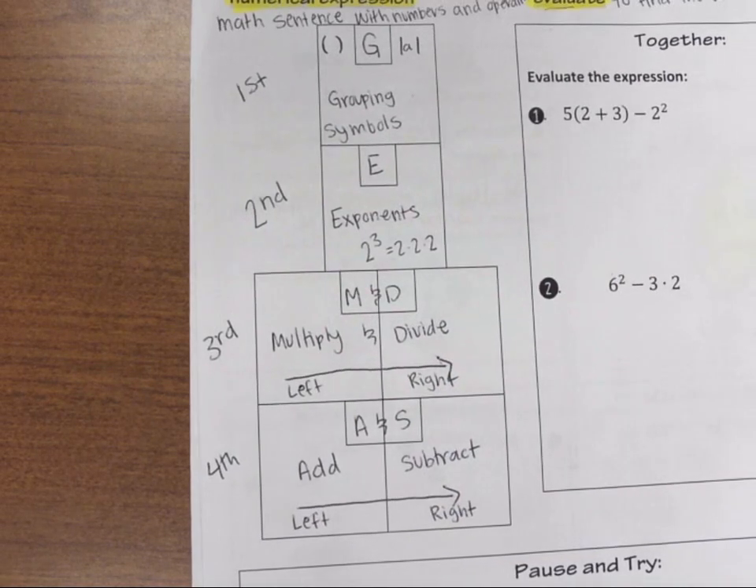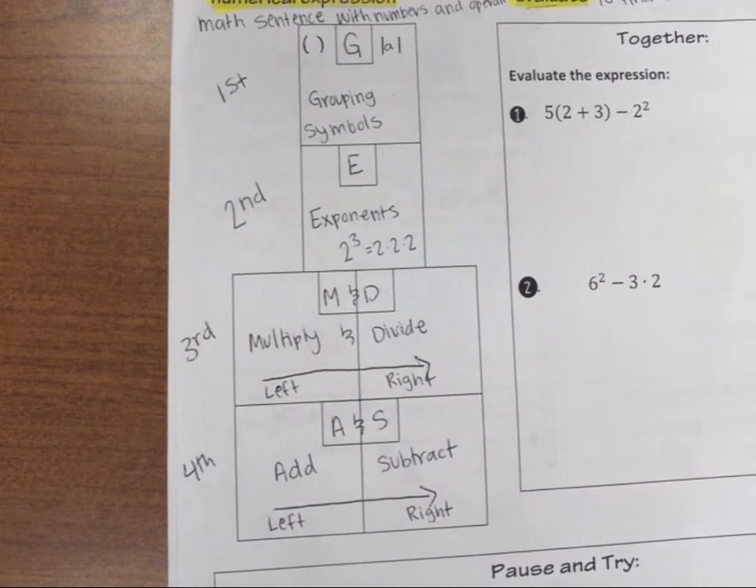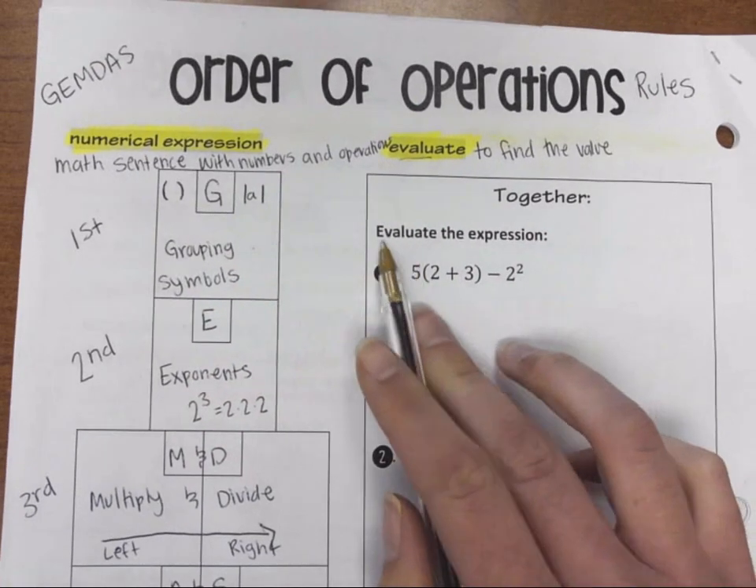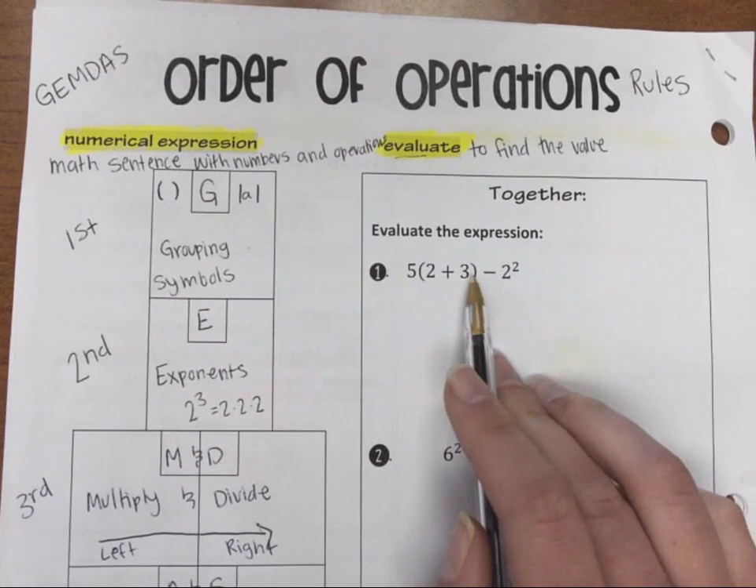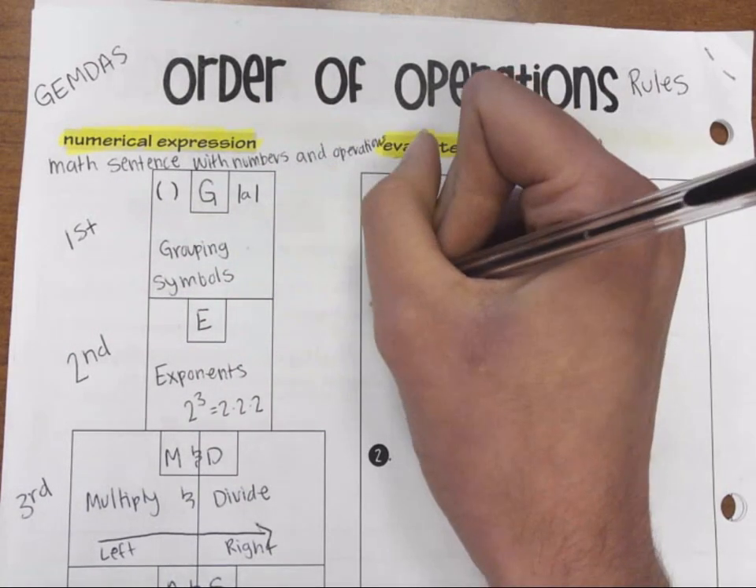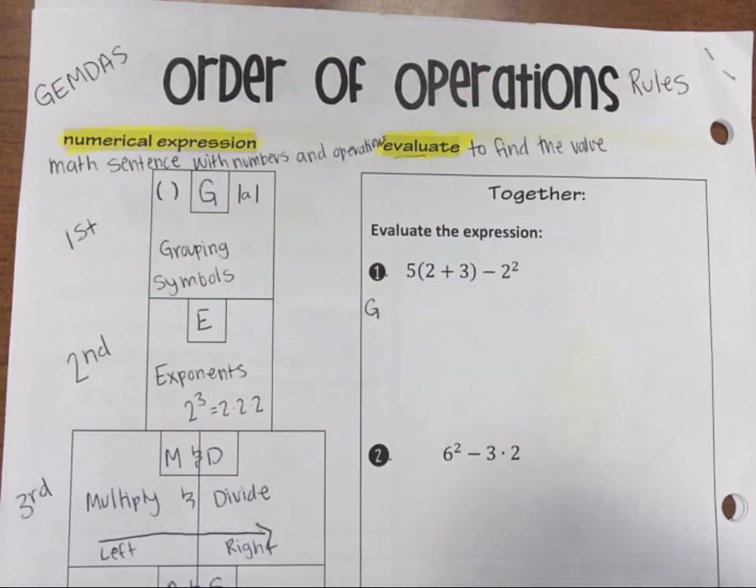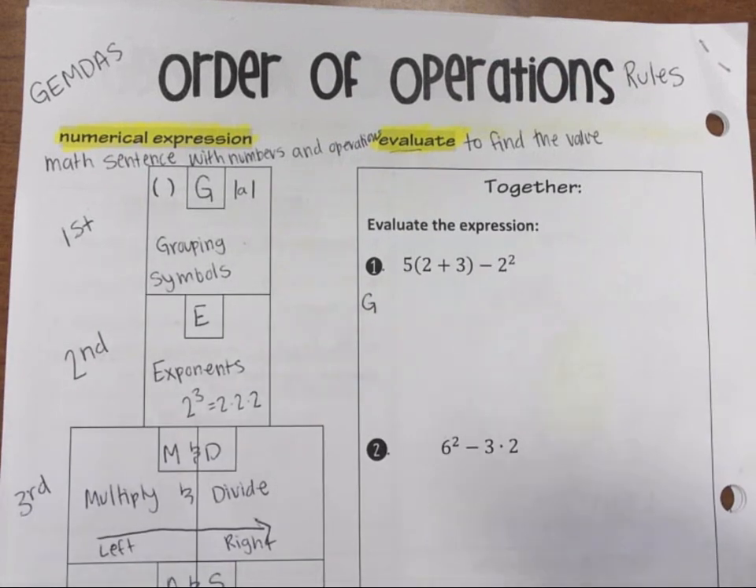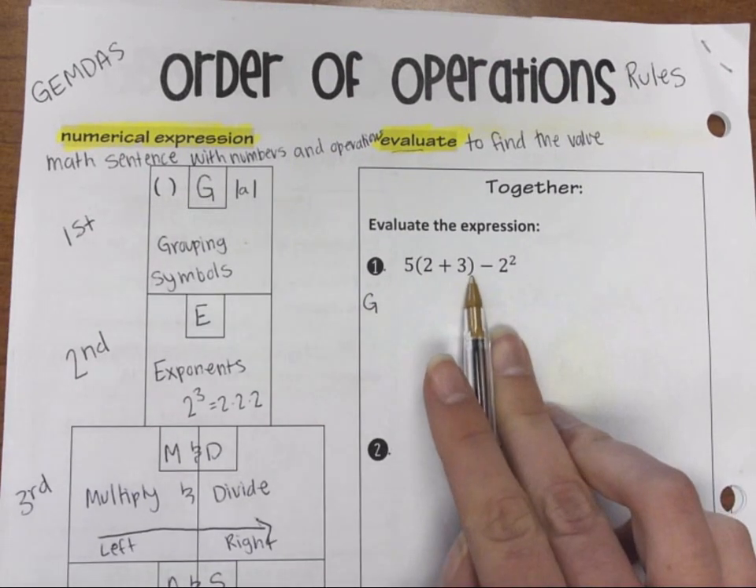Okay, now that we have our steps, we know what we're going to do. So over here on number 1, we're going to be evaluating, so we're going to find the value of this expression right here. So first things first, I'm going to write right here, my first step is G. I've got to look at grouping symbols. Do I have any grouping symbols in this? I do. I have these parentheses right here.